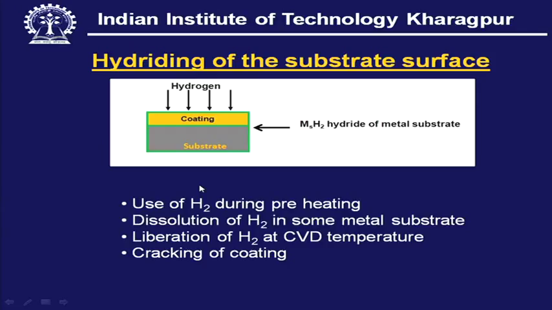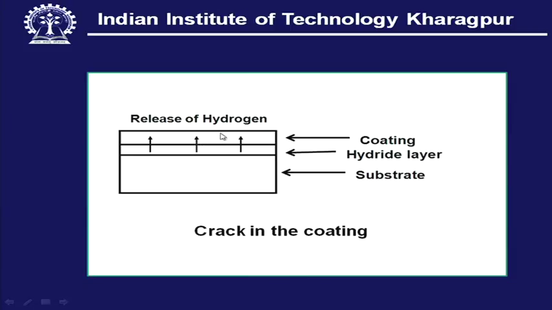Now, during the deposition of the coating at high temperature, this hydride cannot maintain its chemical stability, and it will start liberating hydrogen. This release of hydrogen takes place through the coating, and it may lead to cracks in the coating. So, this is one of the reasons why the coating substrate adhesion may be poor. This slide shows the release of hydrogen through the coating, and the risk of cracks in the coating.